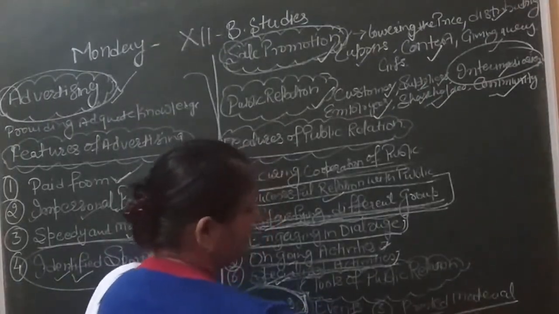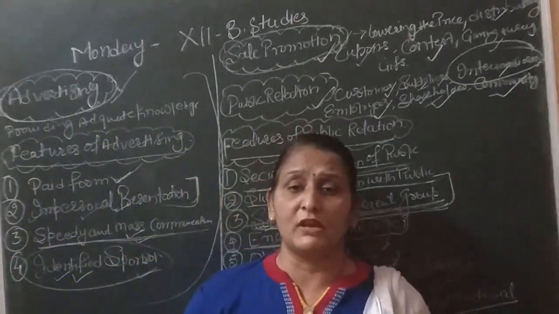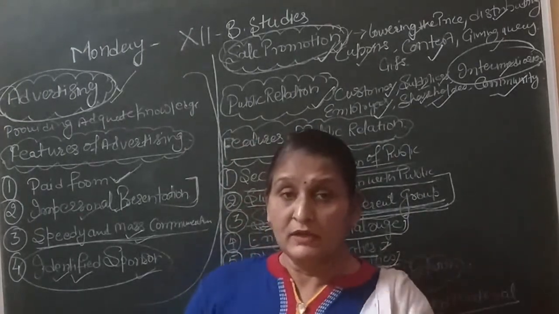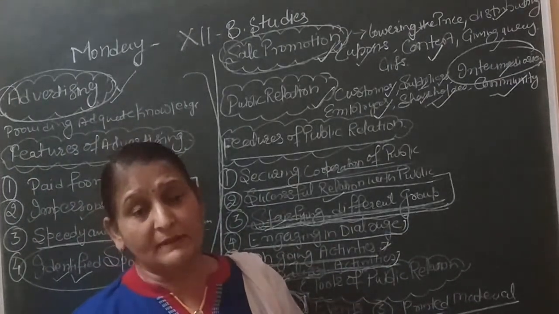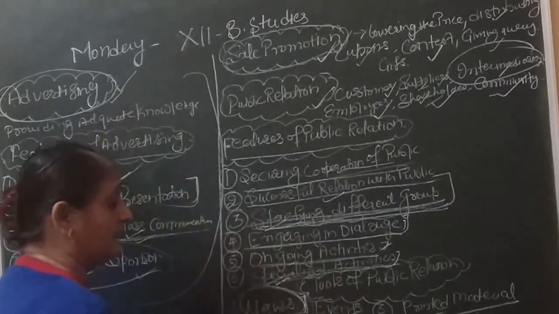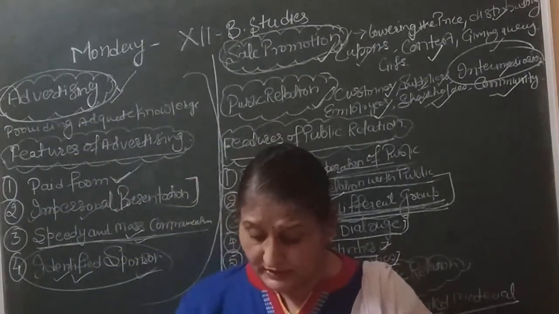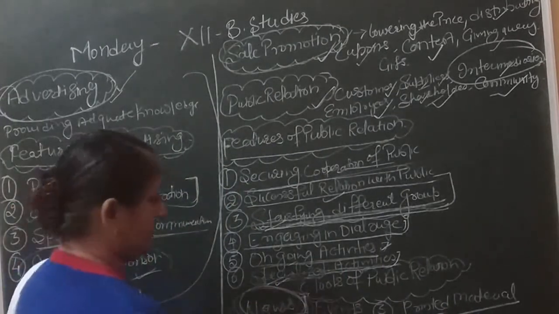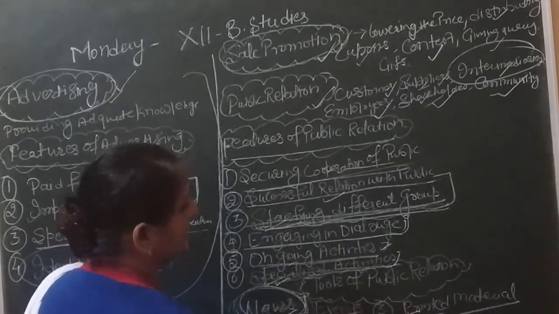Then public services activity. Business organizations arrange different public services activities. If the organization does an activity for social welfare, suppose the construction of a religious place or the development of a park or any other social activity, then it should be published, it should come to the notice of the public. Then the organization can create a very good image in the public. So these are the tools of public relation: news, events, printed material, speeches, public services activities.